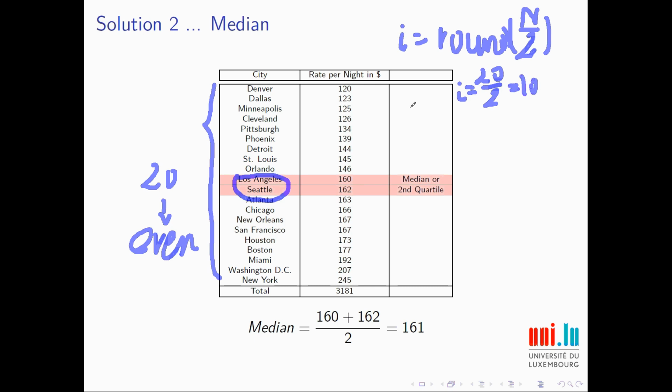So the first element is 10. You just count it: 1, 2, 3, 4, 5, 6, 7, 8, 9, 10. So we found the first element, and the next element is... yes, round up. I mean, round according to usual rules. It's just the usual algebraic rule.